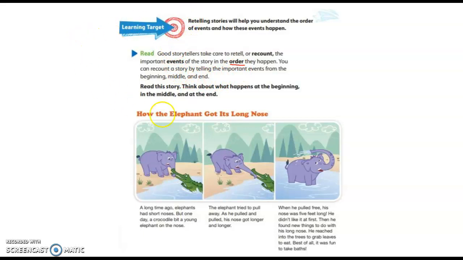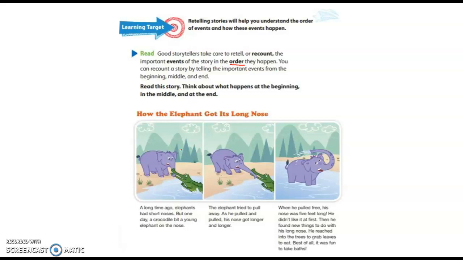So let's look at this story, how the elephant got its long nose. A long time ago, elephants had short noses. But one day, a crocodile bit a young elephant on the nose. So first of all, who are our characters? We have the crocodile and the elephant. Now, it sounds like the elephant has a problem, right? What is the elephant's problem? Yeah, the crocodile bit him on the nose.